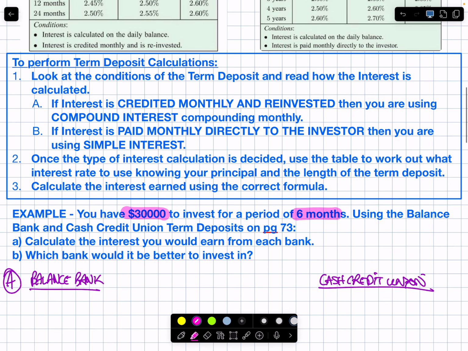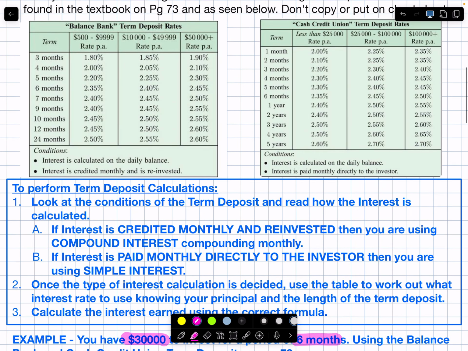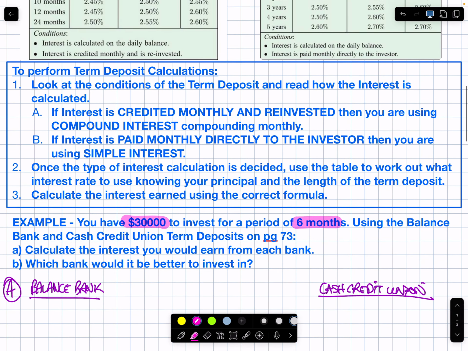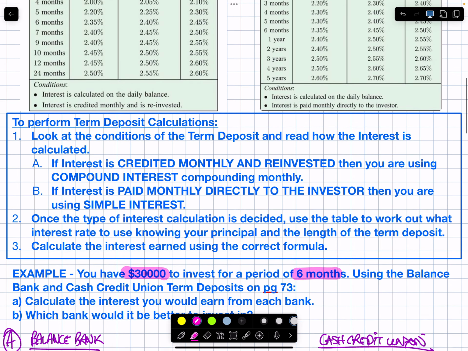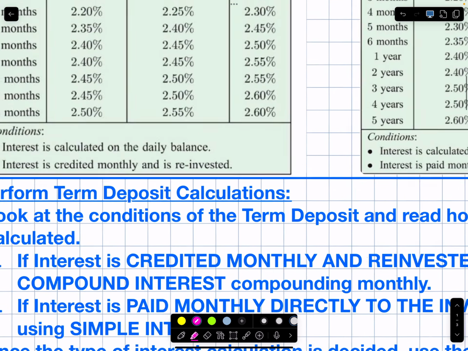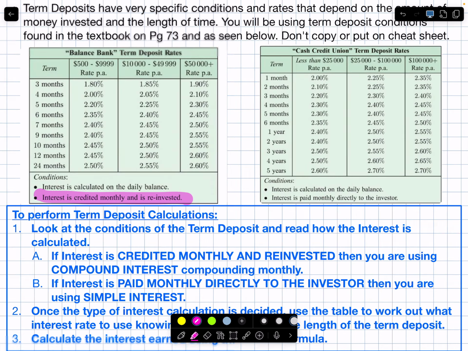So in your course here at APHS, we're using the Hazy books. We're using those two banks there. So Balance Bank. Balance Bank is the left one. If I look at the conditions, it is reinvested. So as soon as I see reinvested, we're using compound interest. And earlier I told you, as soon as you see compound interest, we use the app called TVM Solver. Okay?